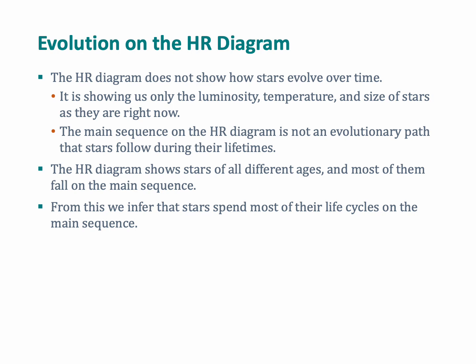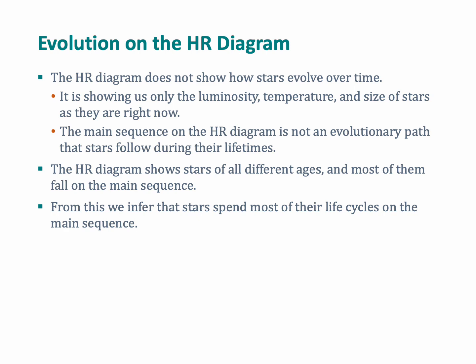So if we look at the HR diagram, that doesn't show how stars evolve. They don't move along the main sequence, for example. It just shows us a snapshot of the characteristics of the stars in the sky right now. Stars, through their lifetime, do occupy different places on the HR diagram, and we'll be discussing that in future lectures.